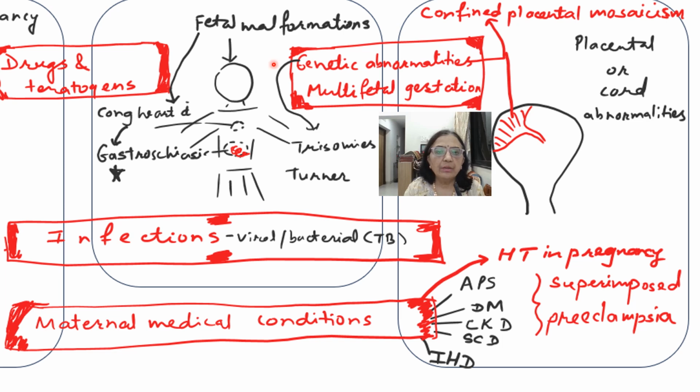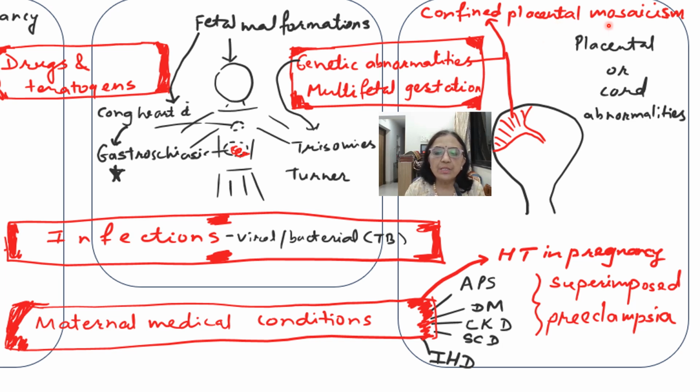Now, what are the fetal factors? Mainly fetal malformations, in which at the top we have gastroschisis, which is quite common with fetal growth restriction. Second is congenital heart disease. Genetic abnormalities in the fetus also lead to fetal growth restriction, all trisomies and Turner syndrome. Genetic abnormalities are a common factor affecting the fetus as well as the placenta. In the placenta, there is confined placental mosaicism, which is associated with fetal growth restriction.